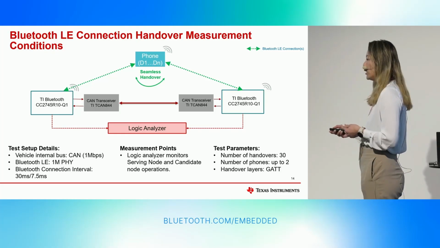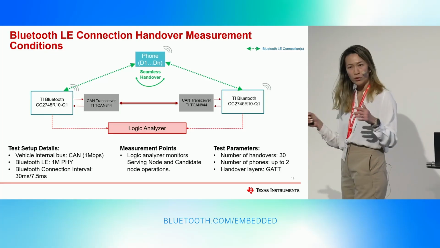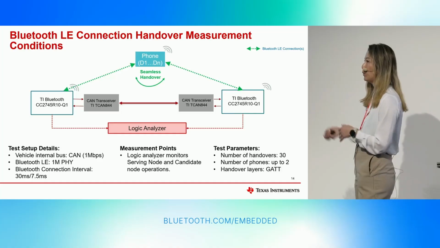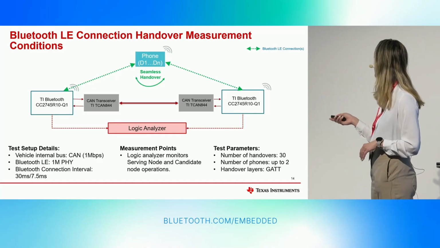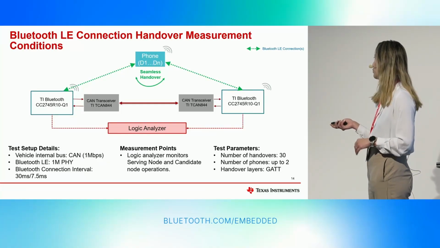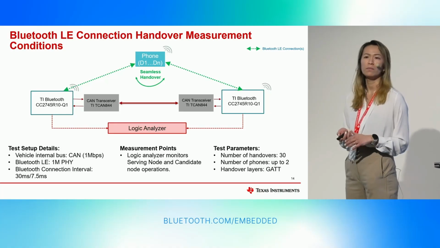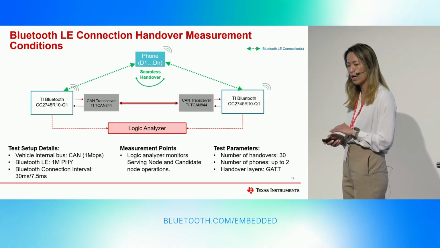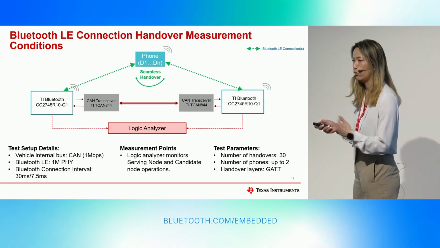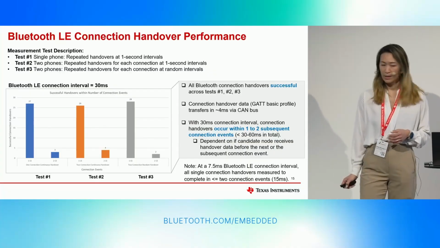And then we test 30 handovers per test case. There are going to be 3 test cases where I'm going to present the result, with the number of phones up to 2. And the handover layer is just a basic GATT layer, so it's not a ranging profile. We didn't hand over the ranging profile.